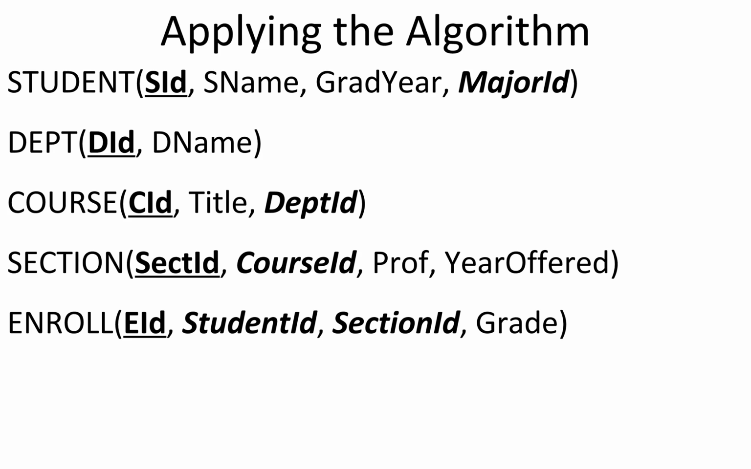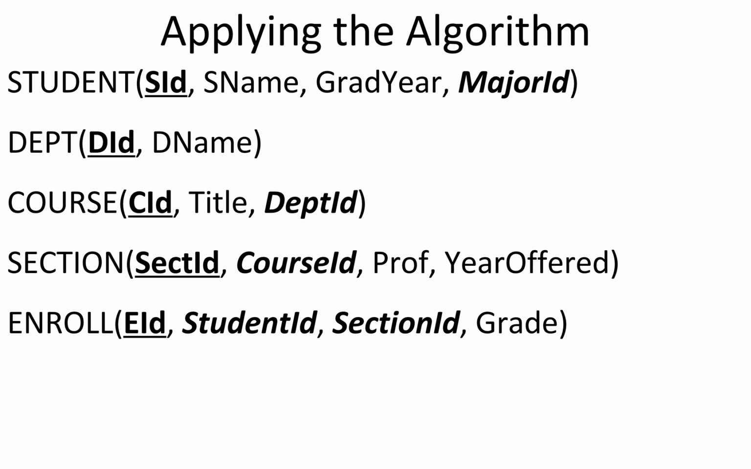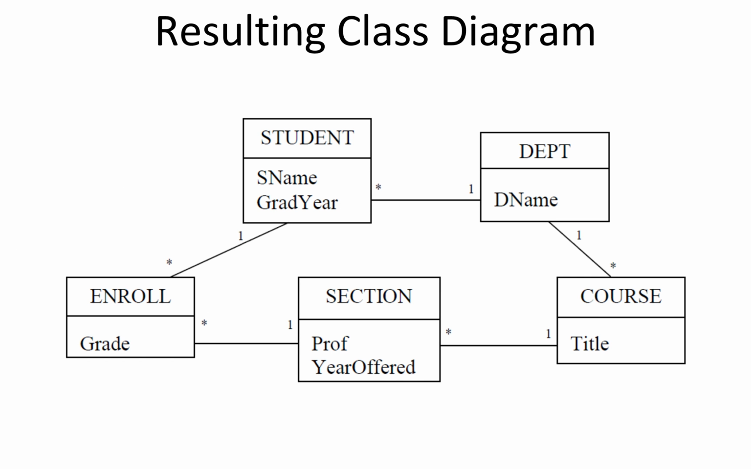So here we have five tables. We have 5 classes. We have the department. Let's see. Notice that in the student, the major ID is a foreign key that is referencing the department. So that means that there's going to be a star on the side of the student, and there's going to be a 1 on the side of the department. That's exactly what we have.